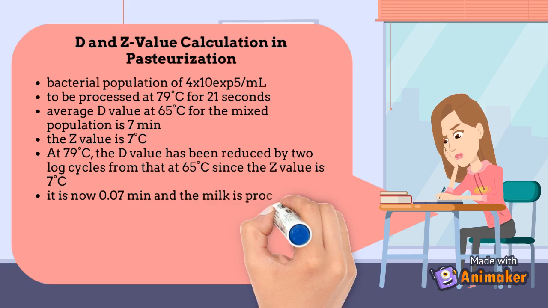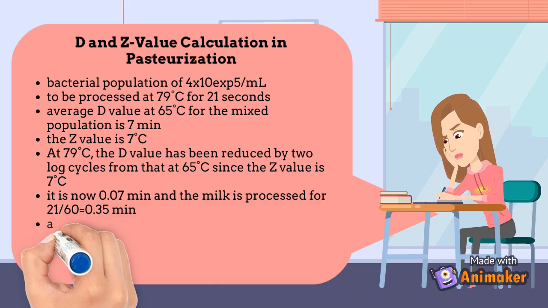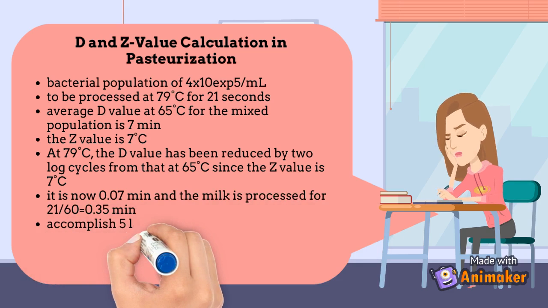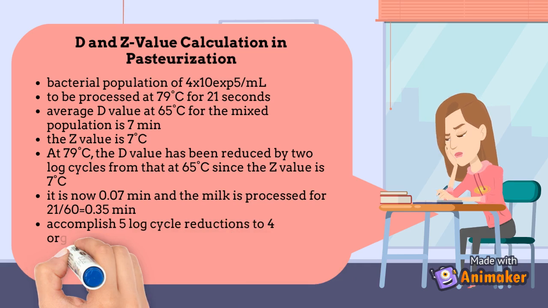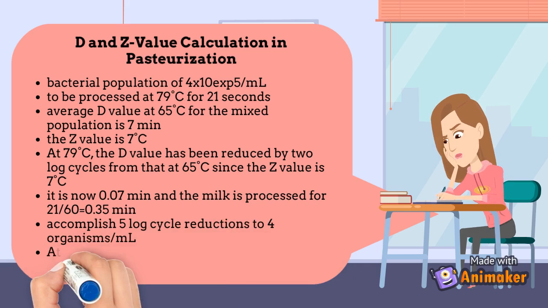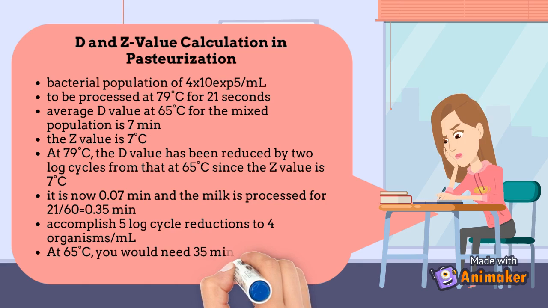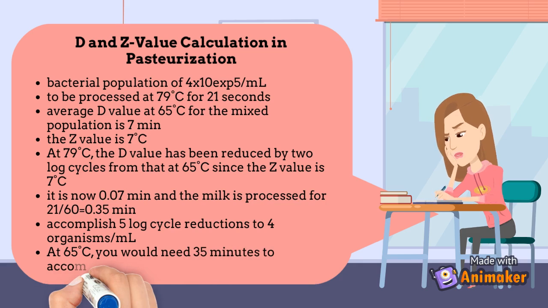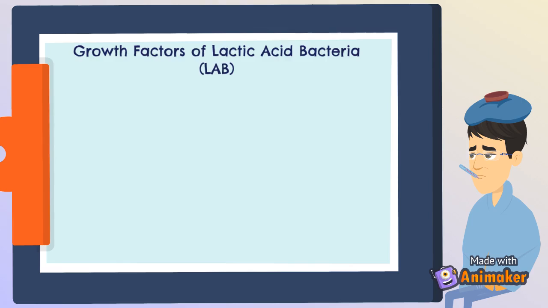Hence, it is now 0.07 minutes. The milk is processed for 21 divided by 60 equal to 0.35 minutes. So that will accomplish 5 log cycle reduction to 4 organisms per milliliter. So at 65 degrees Celsius, you will need 35 minutes to accomplish a 5D reduction.